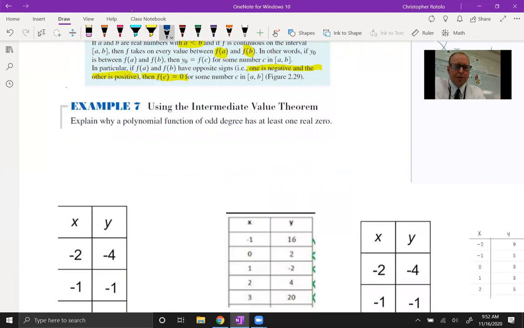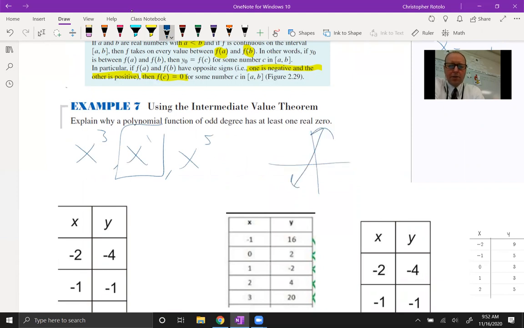Explain why a polynomial function of an odd degree has at least one real 0. Okay, so x to the 3rd, x to the 1st, x to the 5th. So x to the 1st is just that linear function. So that means we have a slope of some sort. So it is going to, at some point, cross over that y-axis. And we look at x to the 3rd, right? So this is our basic, and then it's going to move around. And it's based on that end behavior.